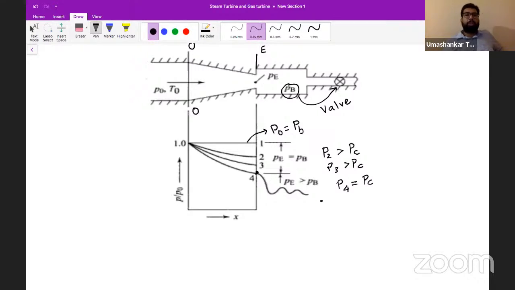If the pressure is to be reduced further, you have to reduce it in this region. You cannot reduce it in the nozzle. So you have to take the help of the valve and change the back pressure, that is PB. These waves are showing the changes in PB, but the pressure does not change inside the convergent part of the nozzle.